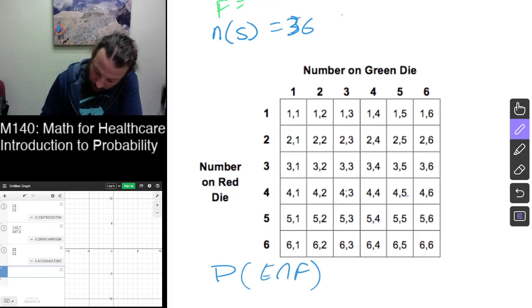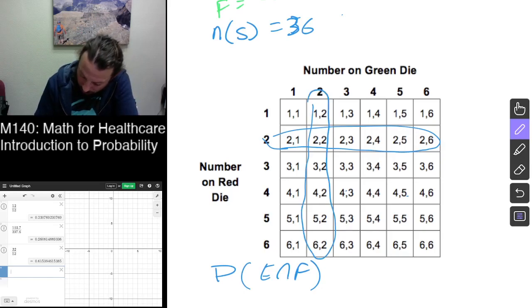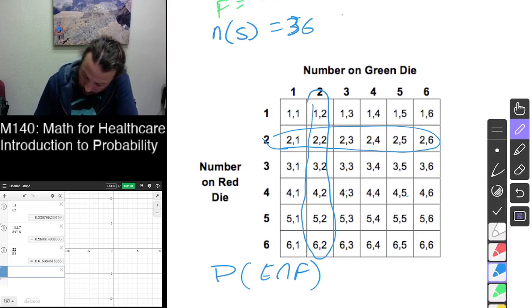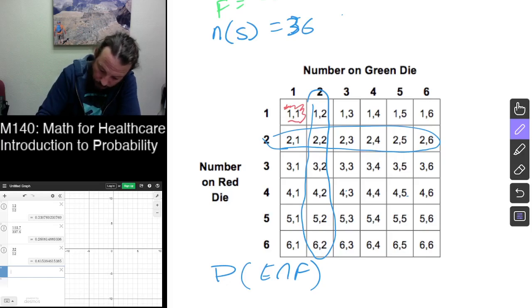And so let's see here. We've got E, at least one 2. That's all in this section. And then F, the sum is even. I want you to look at this a little bit, but we can see the sums are going to be on our diagonals. So this sum is 2, 1 1. That's going to be a sum of 2, so that's even, and that's in our F.